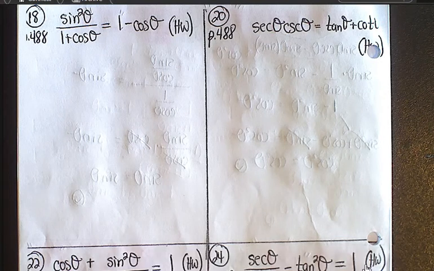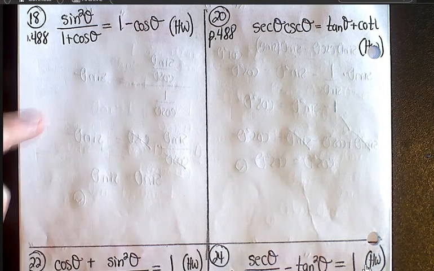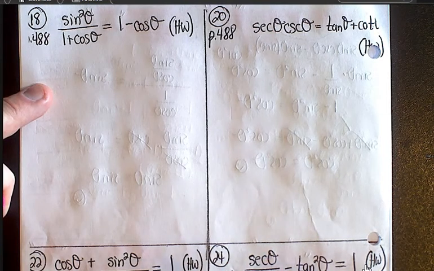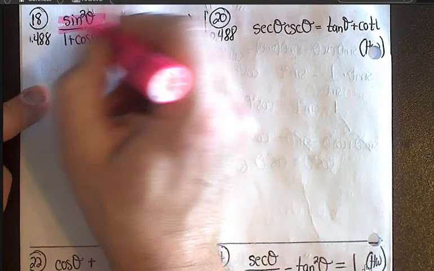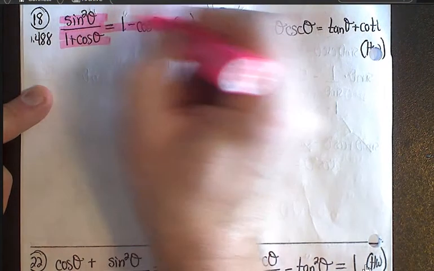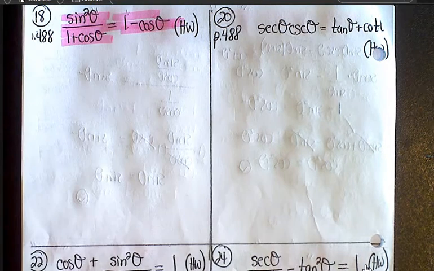Okay, last four identities for this worksheet. This is solving or proving identities part 3. So what we want to do is prove that sine squared theta over 1 plus cosine theta is equal to 1 minus cosine theta.